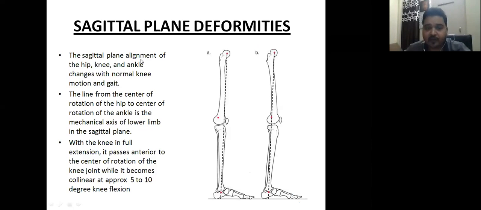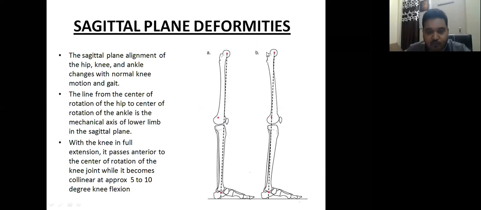Sagittal plane alignment of the hip, knee, and the ankle changes with the normal motion and the gait. The line from the center of rotation of the hip to the center of rotation of the ankle is the mechanical axis of the lower limb in the sagittal plane. When the knee is in full extension, see figure A, it passes anteriorly to the center of rotation of the knee joint, which becomes collinear at approximately 5 to 10 degrees of knee flexion.